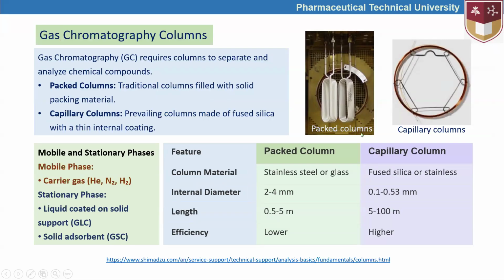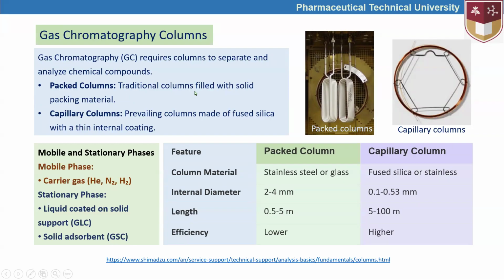Now we are going to see the types of gas chromatography columns. There are two different types of gas chromatography columns. The first one is packed columns, and the second one is capillary columns. There could be some different types that take some elements of both of them, but these are the two main types. Okay, the first one is packed columns.